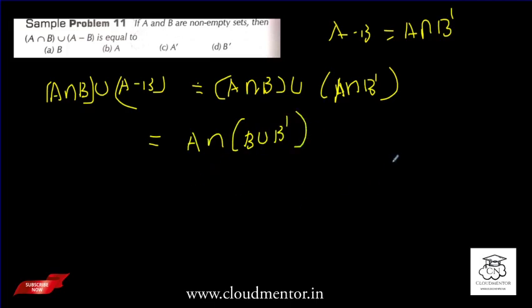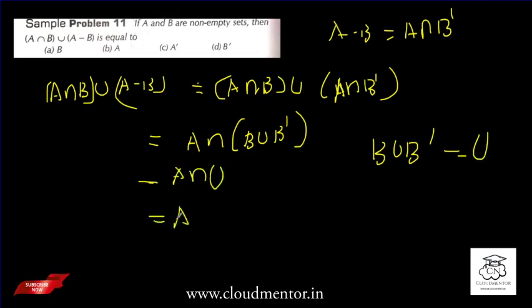Okay, and we know that A union A complement will be equal to U. So here it is A intersection U, and A intersection U is A. So the option is option B, that is A.